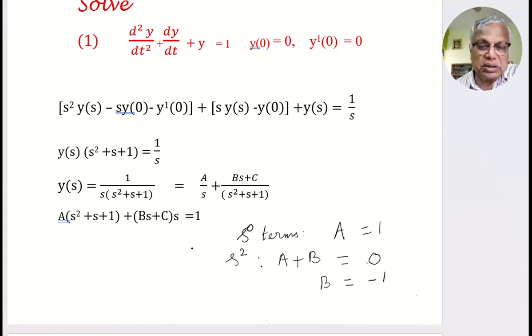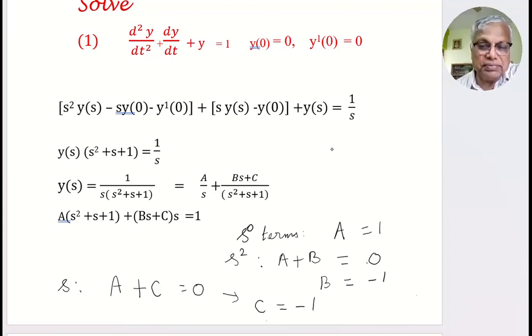So next, A, B, C we have to find out. So let us compare the s term. If we compare the s term, you have As and Cs. So the s coefficient is A plus C. So again the right hand side s term is 0, A plus C equal to 0, so A equal to 1. So this means C is also equal to minus 1.